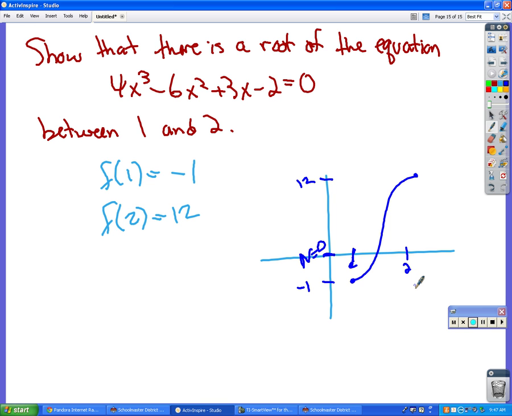Okay? Do we know what that root is? No. Do we care? No, because that's not what it asks us to do. So this came out negative, that's positive. It's got a root in between somewhere by the intermediate value theorem. Okay?